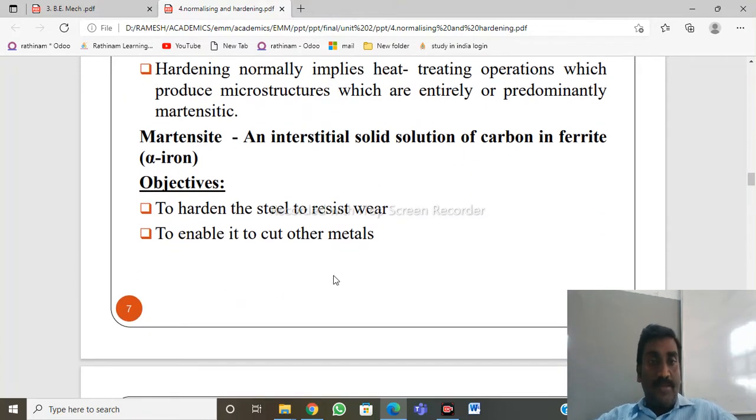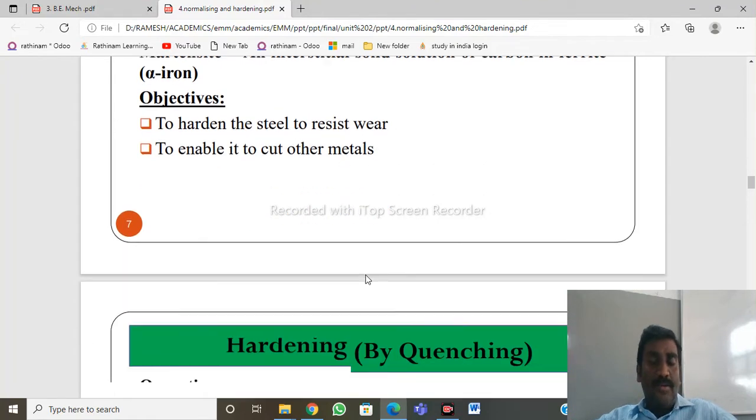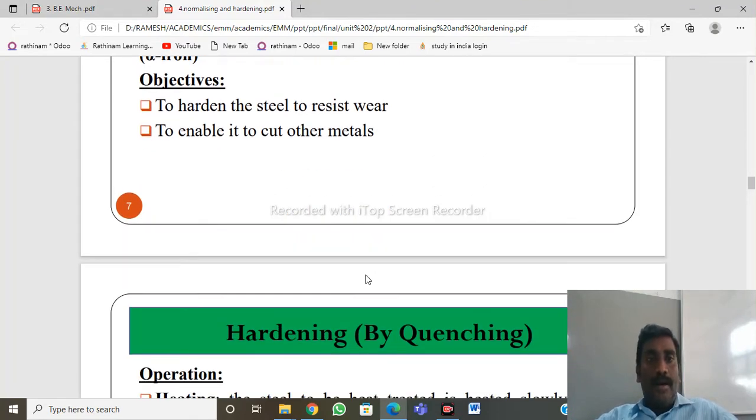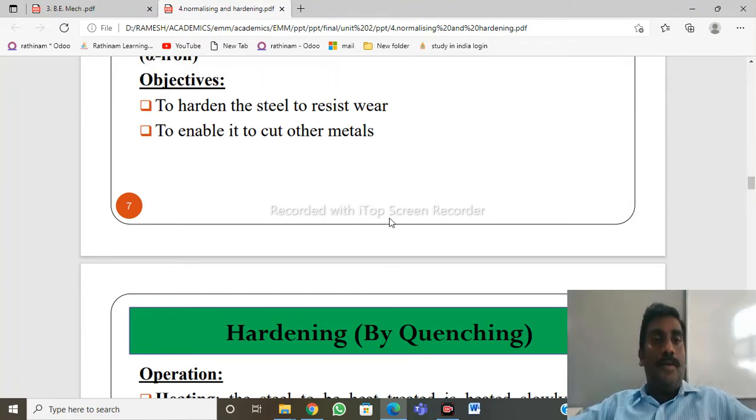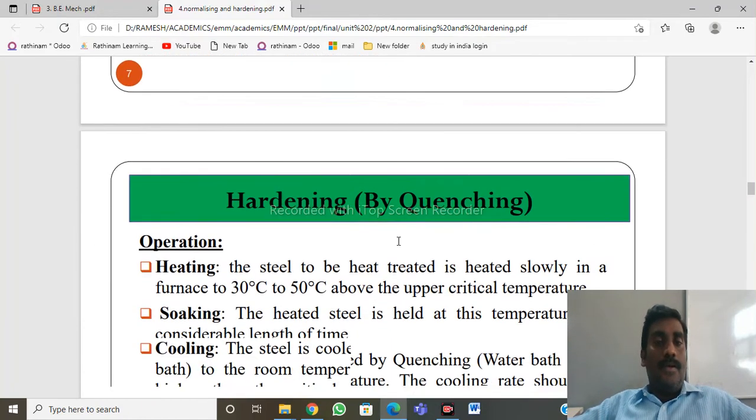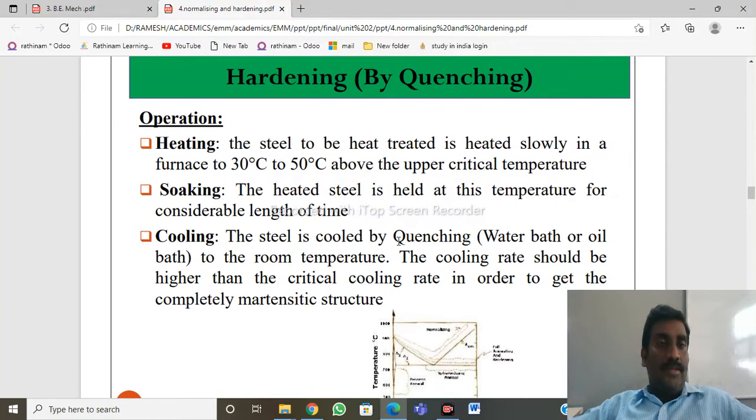So the objectives: to harden the steel to resist wear. Why do we need to harden the material to resist wear? To enable it to cut other metals. Hardening by quenching. That means the operation: how hardening can be done with the help of a quenching medium.